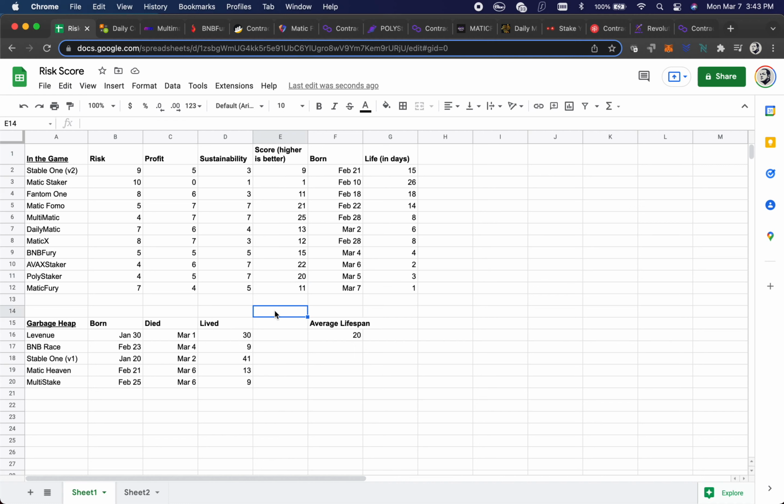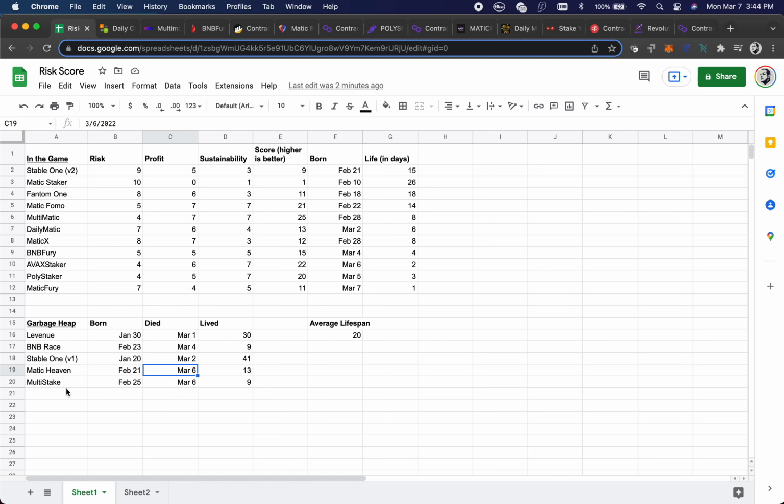Anyway, some that went to the garbage heap this week: Matic Heaven, I don't know. That one seems like the little kid of the Matic world. It was small, kind of doing its own thing. It did have issues with its interface, but it just never caught on. It never really got any traction. I think they made a mistake hiring the agency for their Telegram group. They needed to build more of a community around it, and it just kind of ended up being the same as everything else, but at a smaller scale. So that one died this weekend.